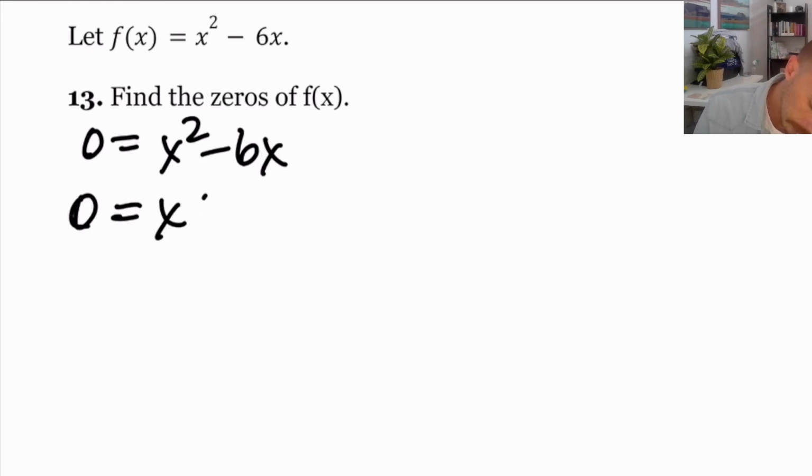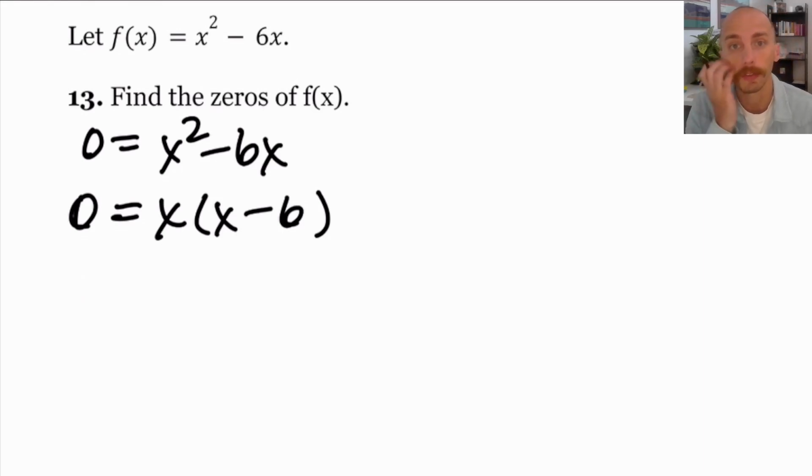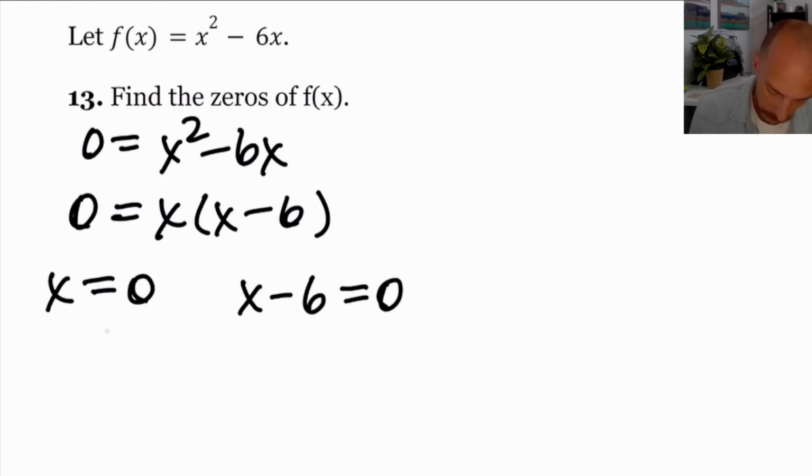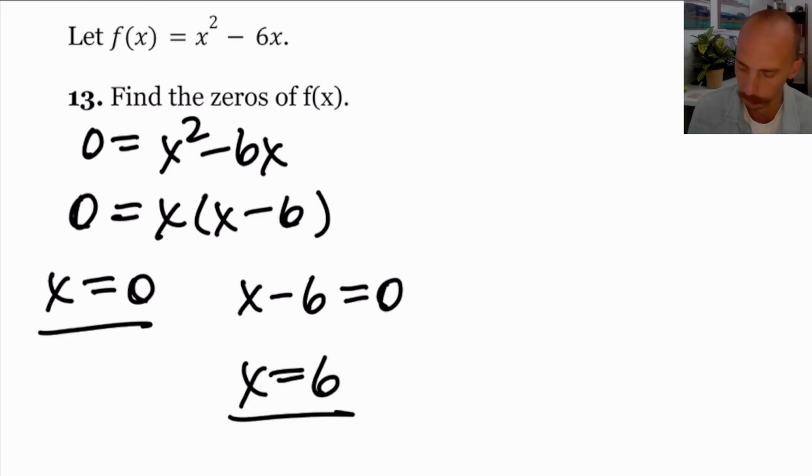Greatest common factor is x. I'm left with an x and a minus 6. And then I'm going to take each of the factors and individually set them equal to 0, because it's a product that's equaling 0, so that can only happen if one of them is 0. So either x is 0 or x minus 6 is 0. And I've got x equals 6 and x equals 0. And so those would be my two zeros.